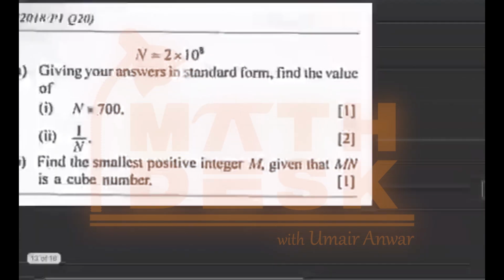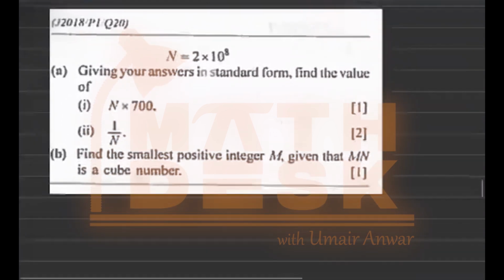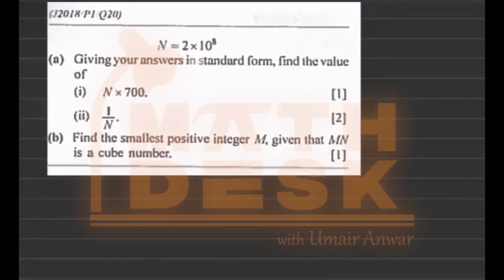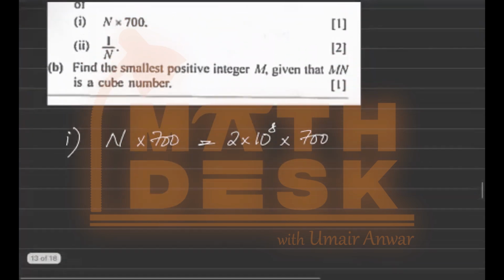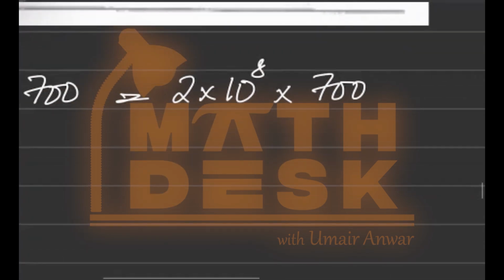The next question says that capital N is equal to 2 into 10 raised to 8. Giving your answer in standard form, find the value of N into 700, and 1 upon capital N. So N into 700 means that 2 into 10 raised to 8 would get multiplied with 700. So we get 1400 into 10 raised to 8 over here.